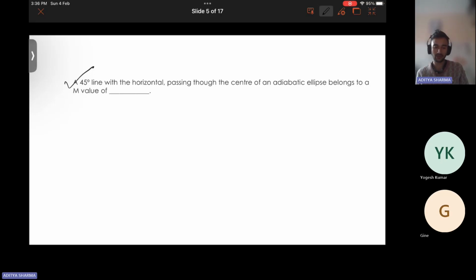A 45-degree line with the horizontal passing through this should be through, spelling mistake. Okay. So a 45-degree line with the horizontal passing through the center of an adiabatic ellipse belongs to a Mach number value of. So we have this adiabatic ellipse that we discussed in lecture 6.